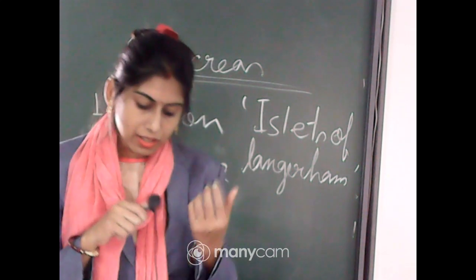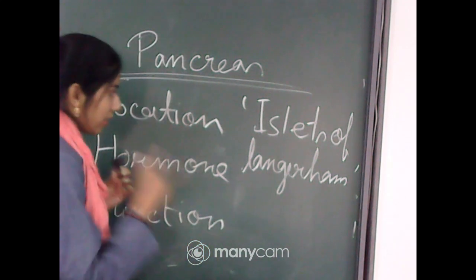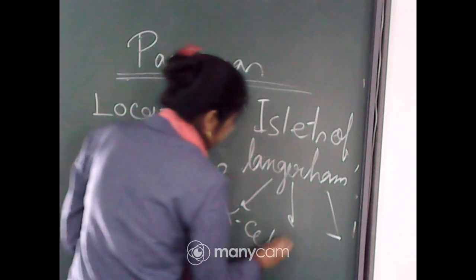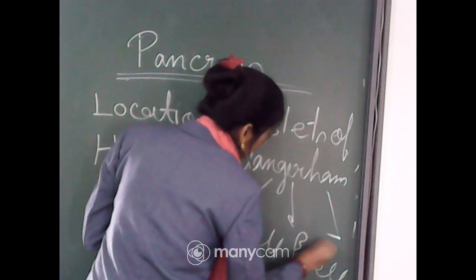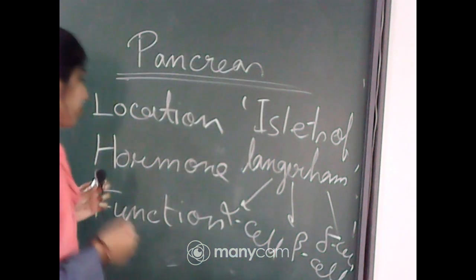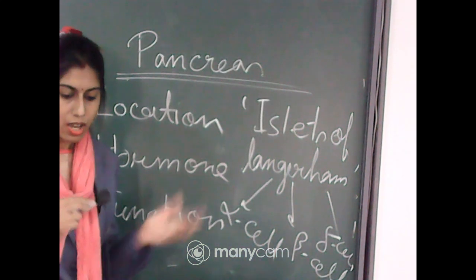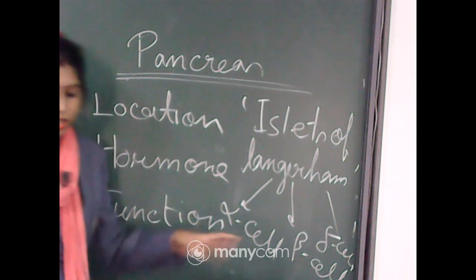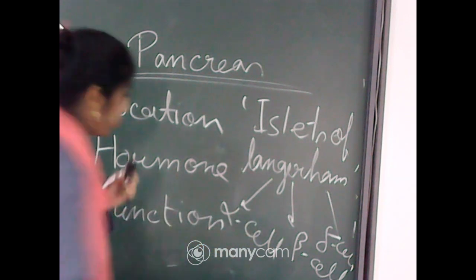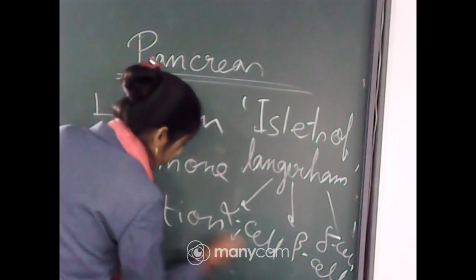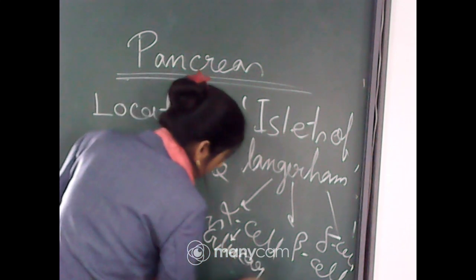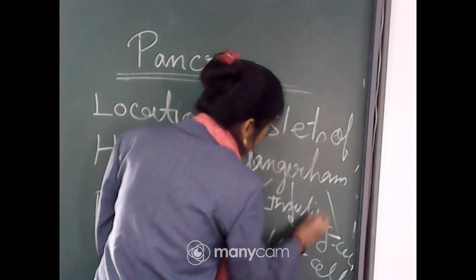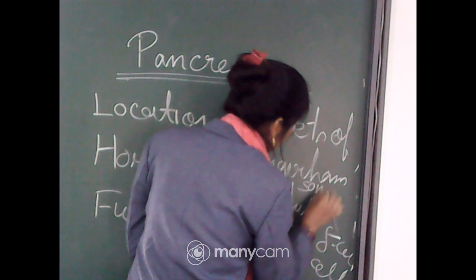Okay, and in these islets of Langerhans we can find some types of cells. What are they? Alpha cell, beta cell and delta cell, and from these three types of cells different hormones will be released. So we have to know which type of hormone will be released from these three types of cell. So from the alpha cell, the hormone glucagon will be released. From the beta cell, insulin will be released, and from the delta cell, somatostatin.